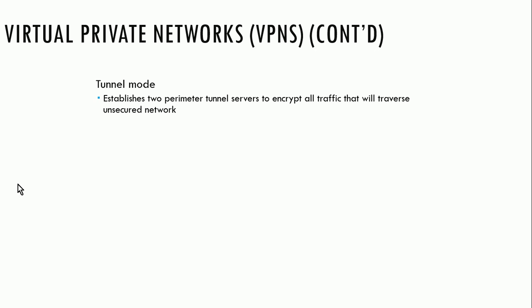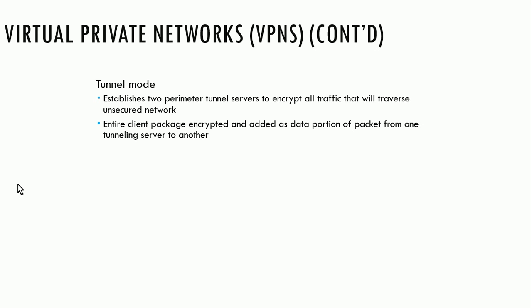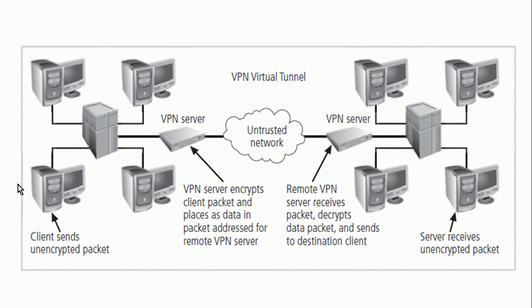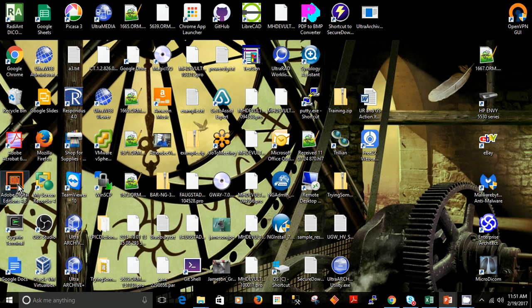Tunnel mode is where we establish two perimeter tunnel servers to encrypt all traffic that will traverse the unsecured network. So that's more like what I was describing. We have two different offices, Office A and Office B, and they can send and receive data between each other, and no one even has to know that this tunnel is in place. So those are the basic concepts of VPNs.